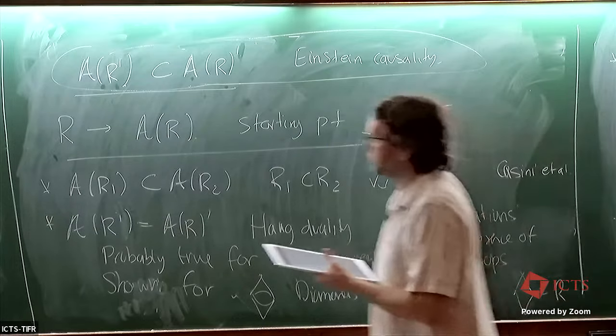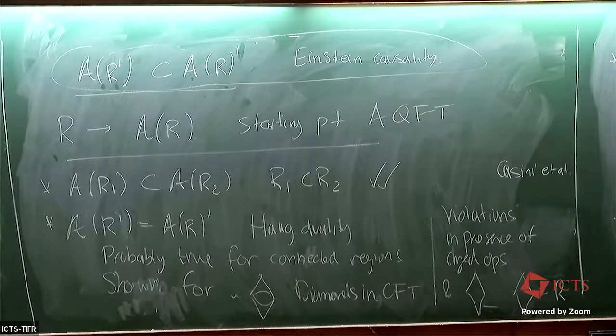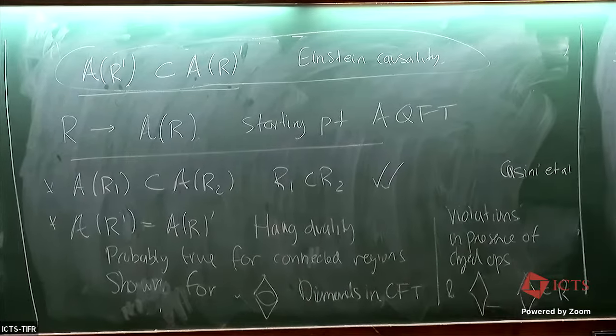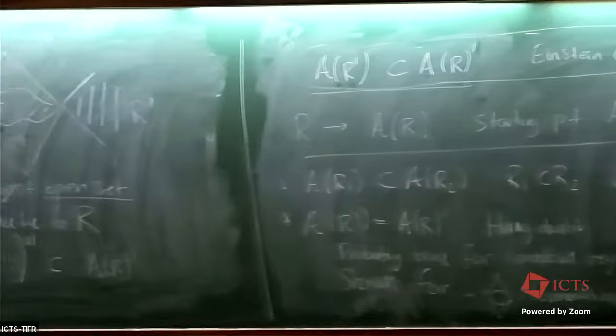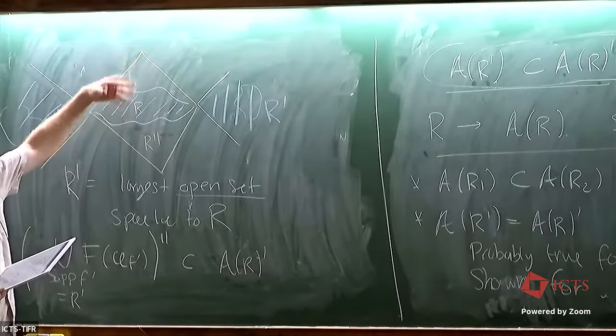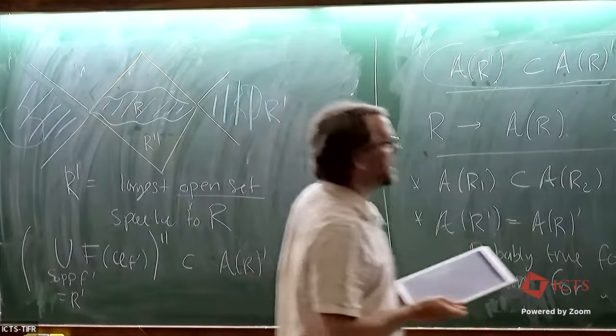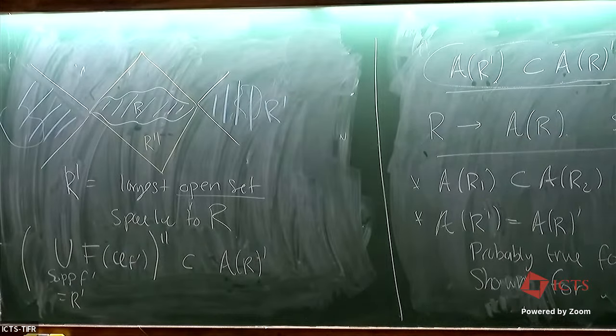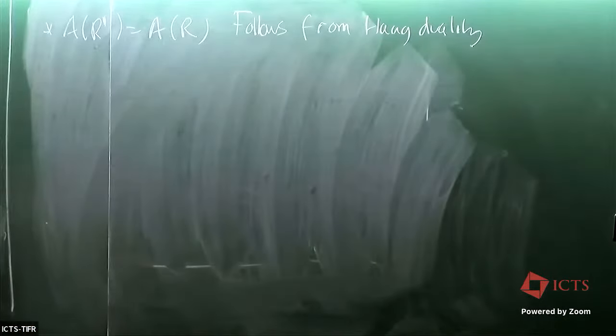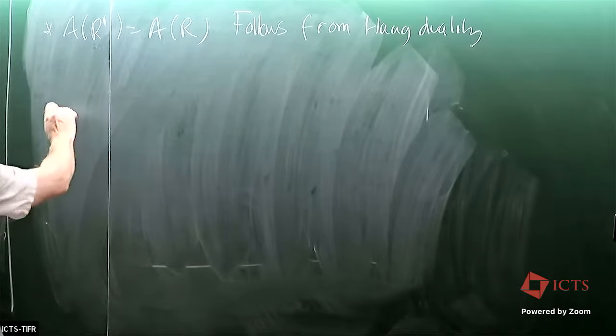So what is A of R double prime? Well, let's go to our example. R prime is out here. R double prime is this guy. So it's the causal completion of R. It's very much like the von Neumann algebra being the completion of some algebra. R double prime is the completion of the causal set. And so this is a reasonable thing, and in fact, it follows from Haag duality for all regions. So it's probably true in many situations, but here are some examples and counterexamples.